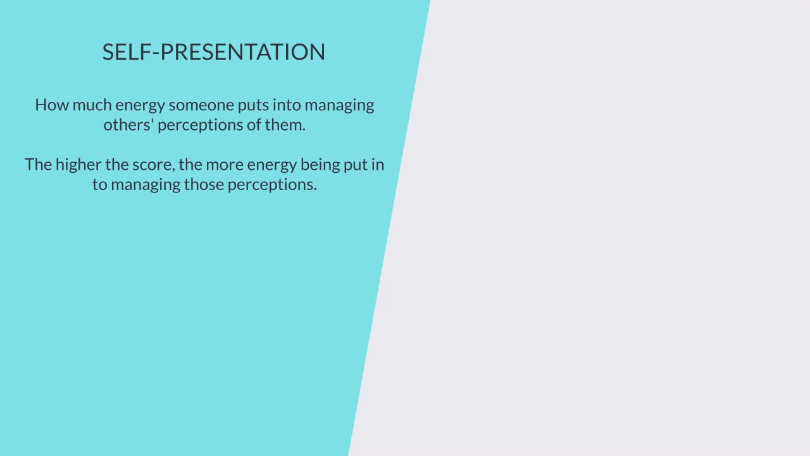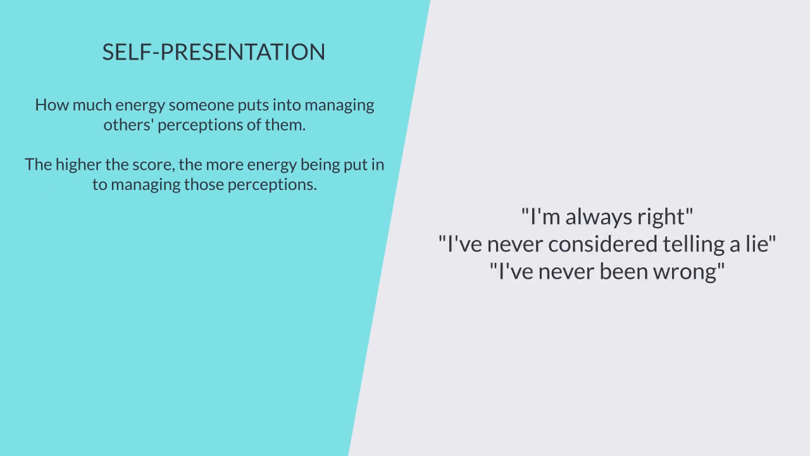The higher this score, the more energy the test taker is putting into managing others' perceptions. This scale is made up of statements like, I'm always right, I've never considered telling a lie, or I've never been wrong. These are pretty unrealistic and overly virtuous statements.